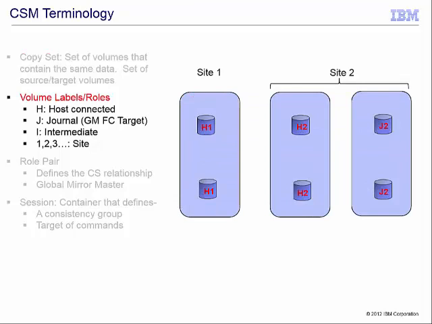CSM labels each volume by site and role. Each volume in a copy set is assigned a role and a site. The common CSM roles are Host Connected, Journal, and Intermediate. These roles are abbreviated in CSM to H, J, and I respectively. Sites are labeled numerically as Site 1, Site 2, and so on. For example, a volume that is the Host Connected volume at Site 1 is labeled H1. A volume that is Journal volume at Site 2 is labeled J2. Intermediate volumes at Site 2 are labeled I2.